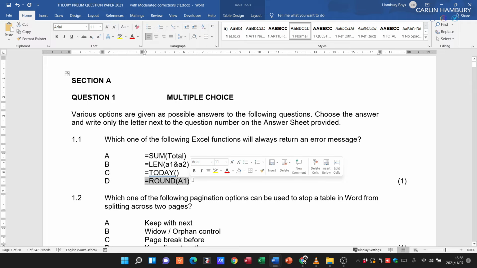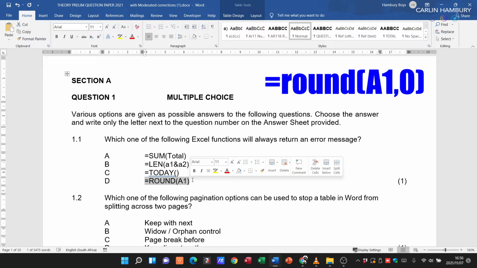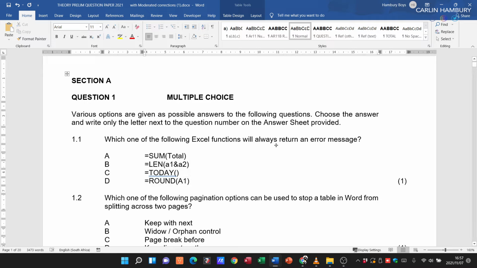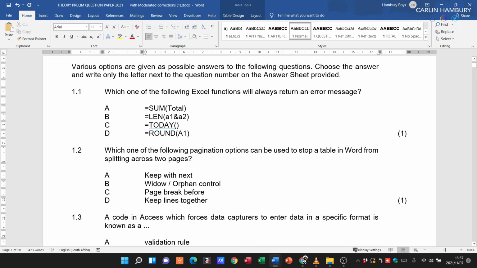Now, why is that? Remember, when it comes to a ROUND function, what has to happen? You've got to indicate which cell you want to round off. But then you've got to have not just A1, but A1 comma, and then to how many decimal points you actually want to round this number off to. So if it was A1 comma 0 or A1 comma 1 or comma anything, it would be fine. So D is our problem. This is the function that's always going to return an error message.